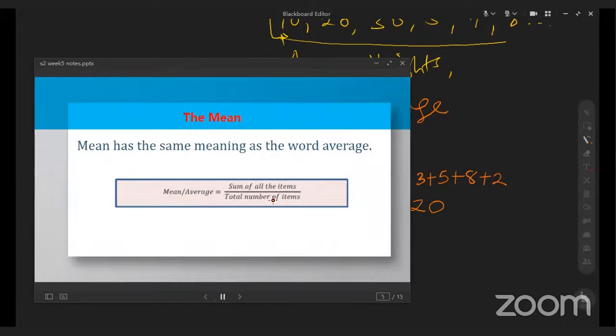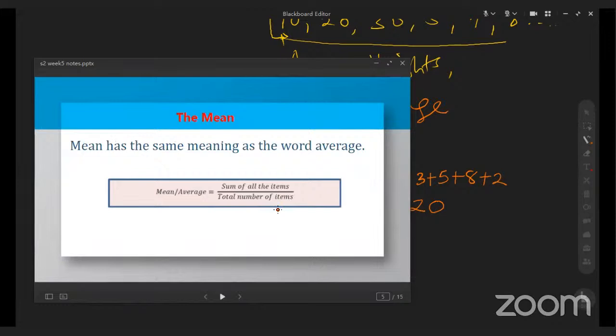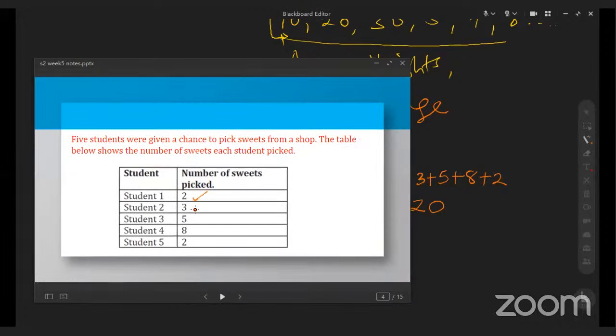Number of items is how many are there? It's like, how many people are you distributing those items to? So how do you get the number? You count each one. This is one item, 2, 3, 4, 5. So it's like this number of students: 1 student, 2, 3, 4, 5. So the number of items here will be 5.